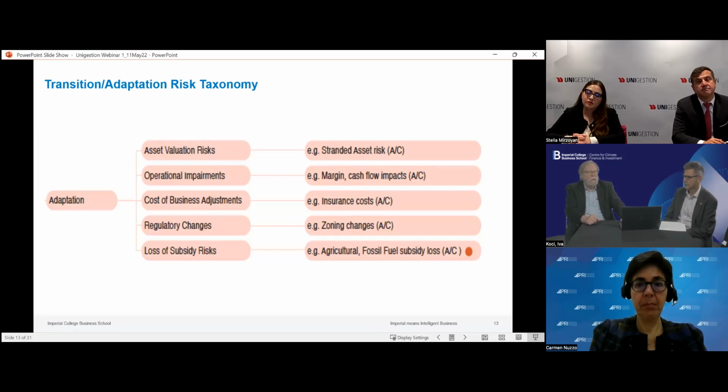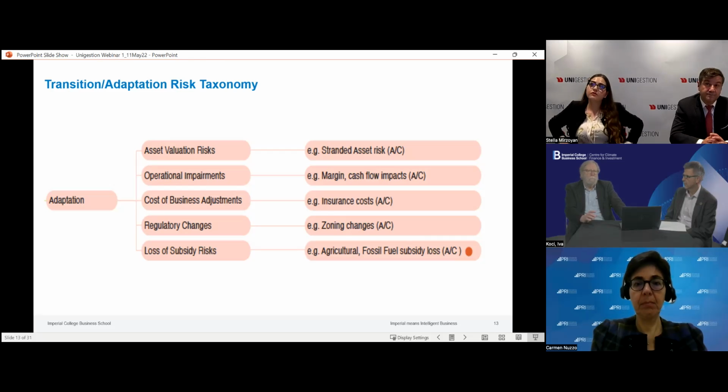But what I've indicated on the right is where these things are likely to have an impact. I would say the one that's most likely to occur is stranded asset risk and insurance costs. Those seem to be the two that are more likely to have a financial impact than the others. But I just want to comment on loss of subsidy risks.